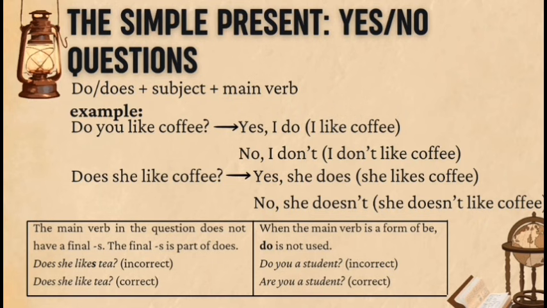She doesn't like coffee. The main verb in the question does not have a final s. The final s is part of does. So, "does she likes tea" is incorrect. The correct sentence is "does she like tea." And then, when the main verb is a form of be, do is not used. "Do you a student" is incorrect. The correct sentence is "are you a student?"